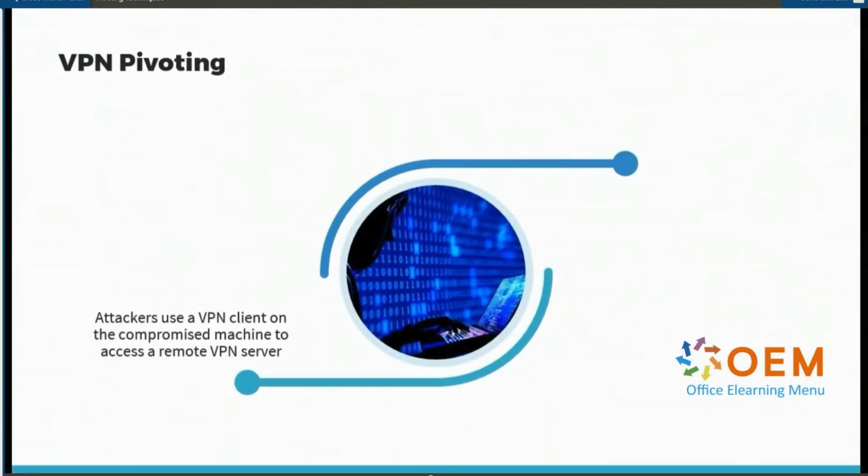In VPN pivoting, attackers install a VPN client on a compromised machine within the target network. This allows them to create a secure tunnel between the compromised machine and a remote VPN server they control. By doing so, the attacker effectively integrates the compromised system into their own network, enabling a seamless and secure connection. Once the VPN connection is established, the attacker can send data from their server to the client using the compromised machine as a bridge to access other systems and resources within the internal network.